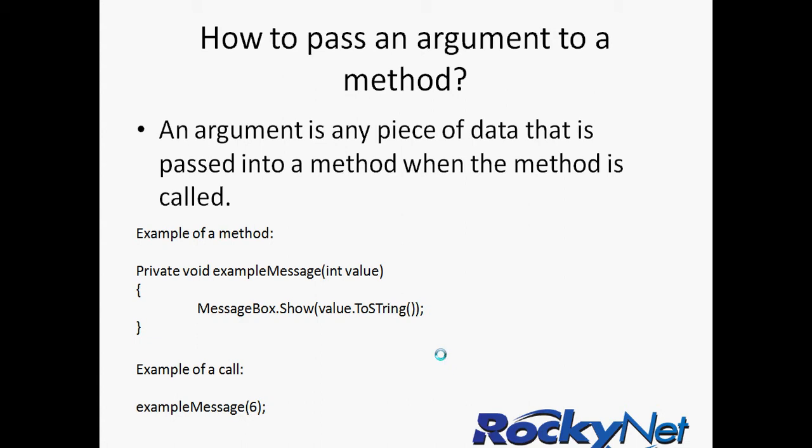So we put private void because we're not returning anything back, and then ExampleMessage, and then we have to declare it. So we did an int value. Instead of int, we could have a double or float or string. And in the message box, since the value is still an integer, we have to change that with the ToString method. And then if we want to call that method, here's an example below. So we did ExampleMessage, and then we put a 6 because that's an integer. And that would bring the 6 into this method, and there'd be a message box that showed 6 in the center.